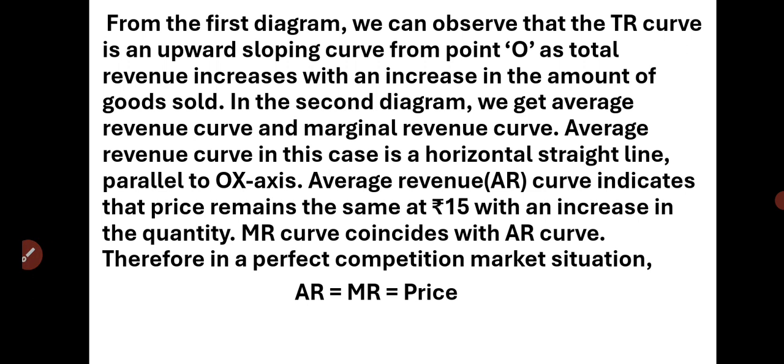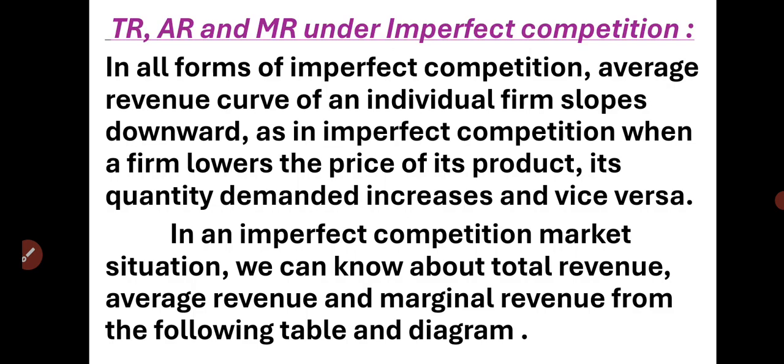This is what we have explained regarding the diagram in this phase. Then we will go to TR, AR and MR under imperfect competition market. We have already discussed that in a perfect competition market, average revenue and marginal revenue both coincide with each other, and total revenue increases as an upward sloping curve. But the AR and MR curves are parallel to the OX axis, a horizontal line.